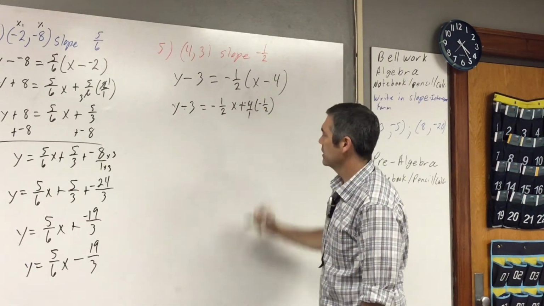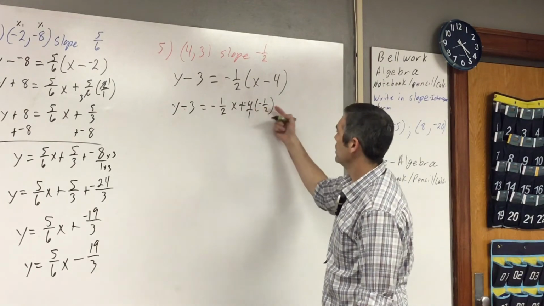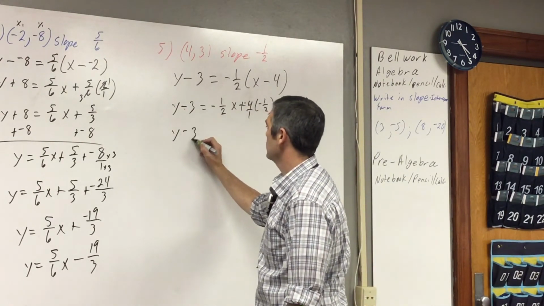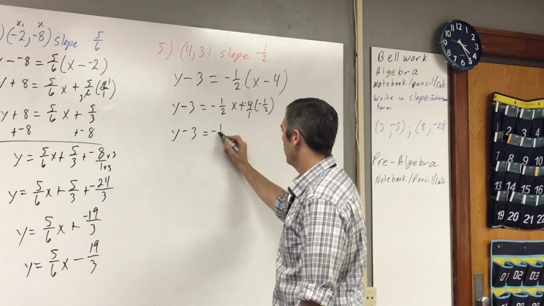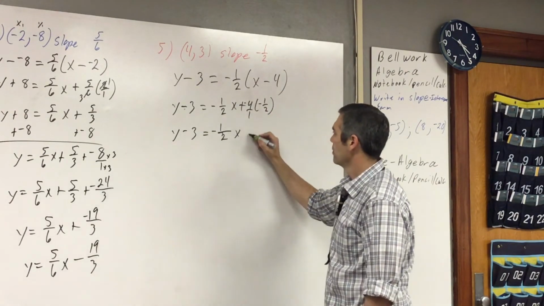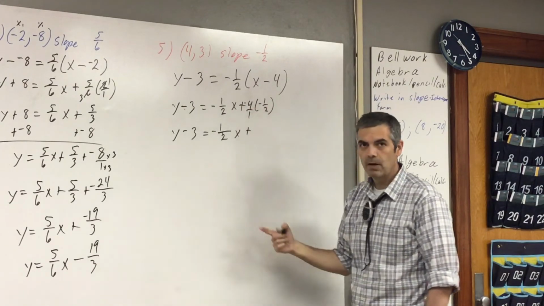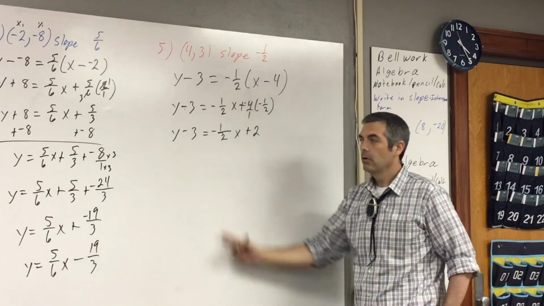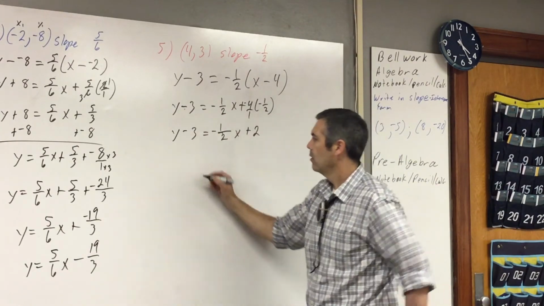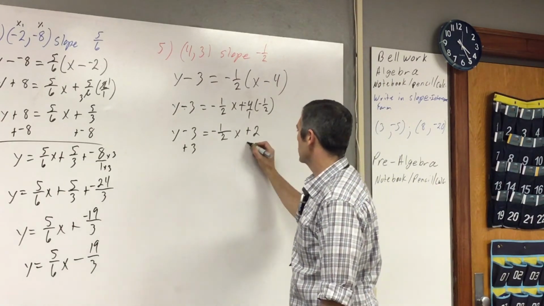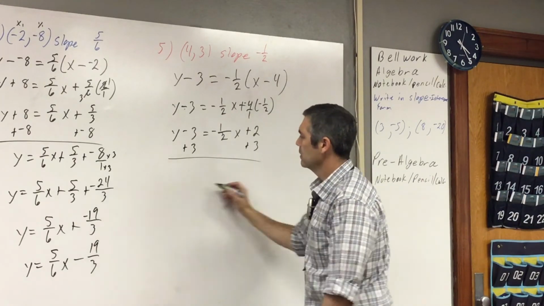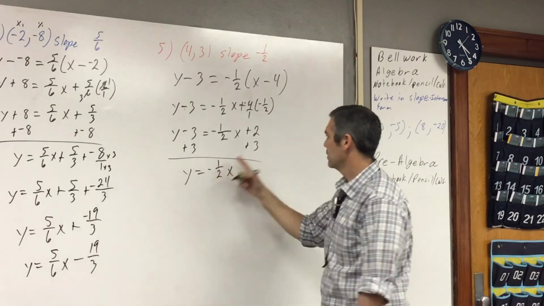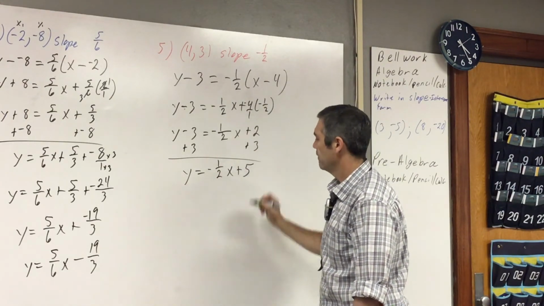And what you're going to end up doing here is you're going to convert this to here. I'm going to go ahead and do click, click right there. And I'm going to cross cancel. You should be able to see what that is. Okay, so y minus 3 equals negative 1/2 x plus a negative times a negative is positive. 4 over 2 reduces to 2. And now I'm going to be moving this to this side. Add the inverse to both sides. Okay, get you y equals negative 1/2 x plus 5.